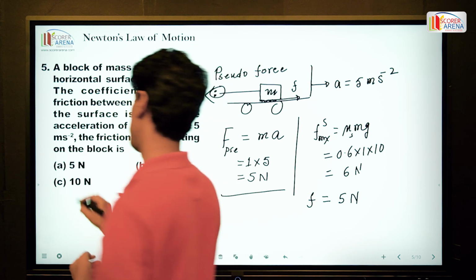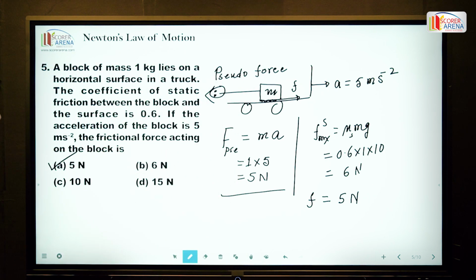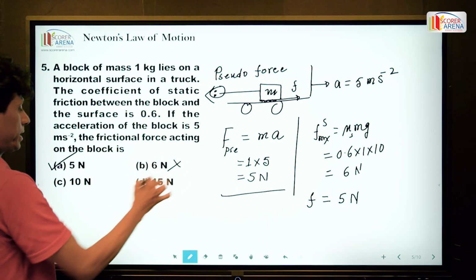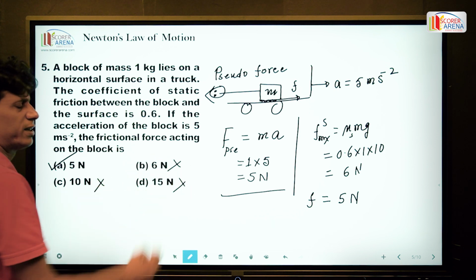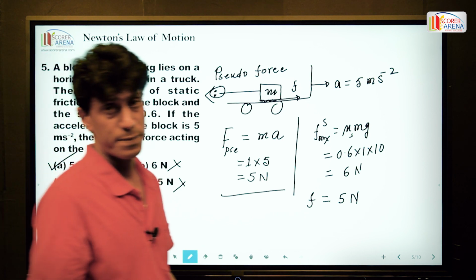So the answer here is A. The right option matches here, A. B, C, D are not the correct answer. Next, amazing questions.